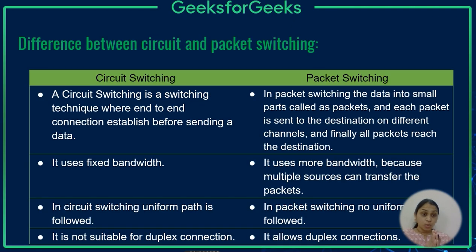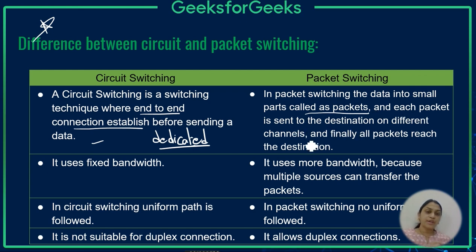Now let's have a look at the difference between circuit switching and packet switching. Circuit switching is a switching technique where an end-to-end connection is established before sending data. That is, a dedicated channel has to be there. In packet switching, the data is divided into small parts called packets and each packet is sent to the destination on different channels and finally all packets reach the destination. So no dedicated channel is there.